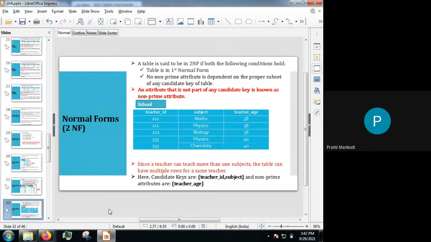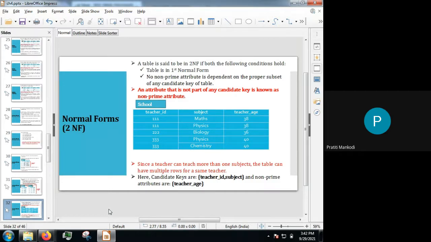Subset of support. It is a key, right? Yes. It is a key. It is possible that your candidate key can have a single attribute. It may happen that your candidate key has multiple attributes together as a key, right?